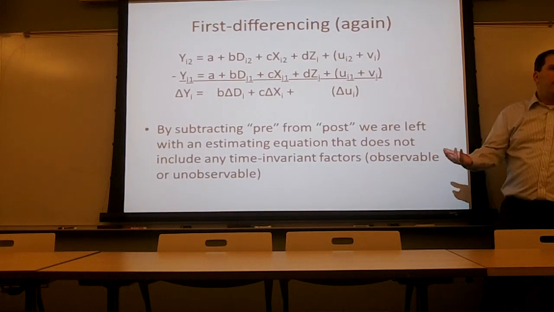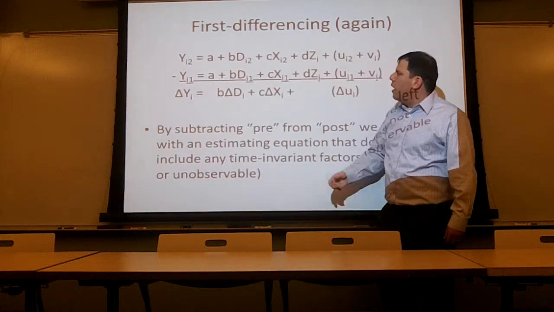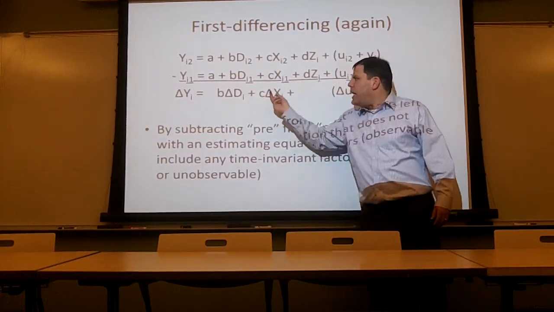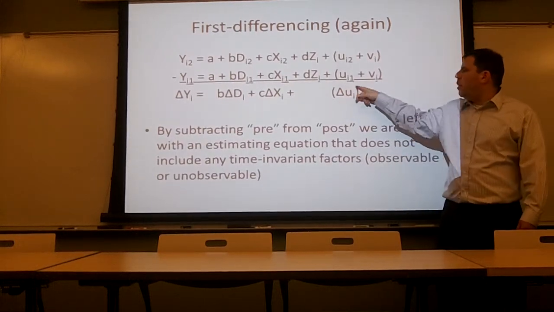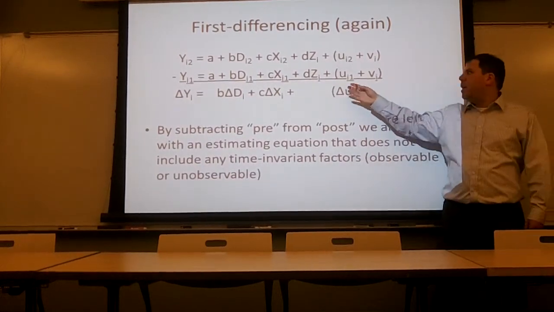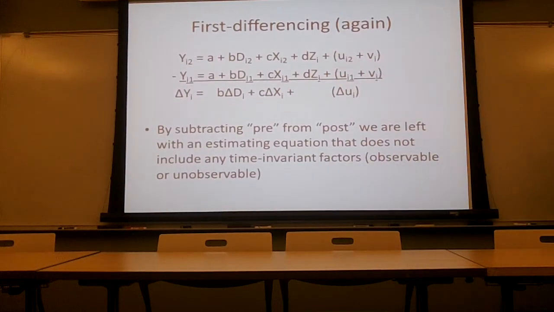Subtract the two, that's the first difference part, and lo and behold, you're now modeling the difference in the outcome as a function of the difference in treatment status, the difference in time varying stuff, and the difference in the error term that also varies over time. As promised, Z and v, the things about you that are either observable or unobservable, simply fall out of the model, simply by subtraction.